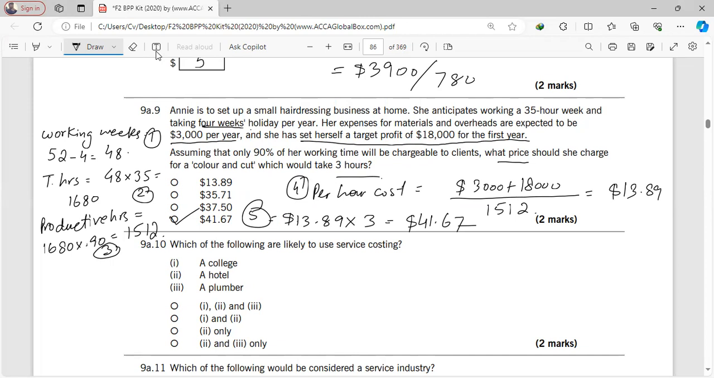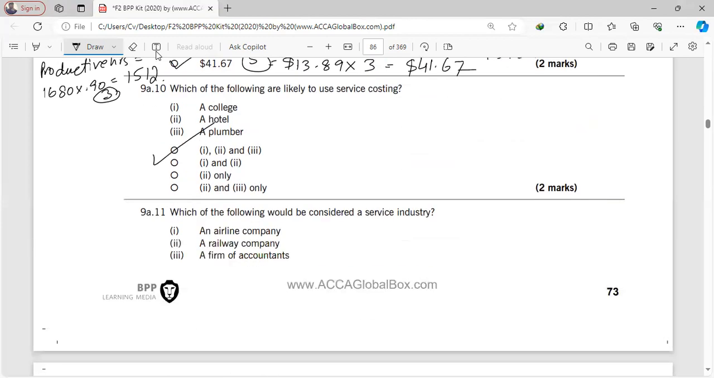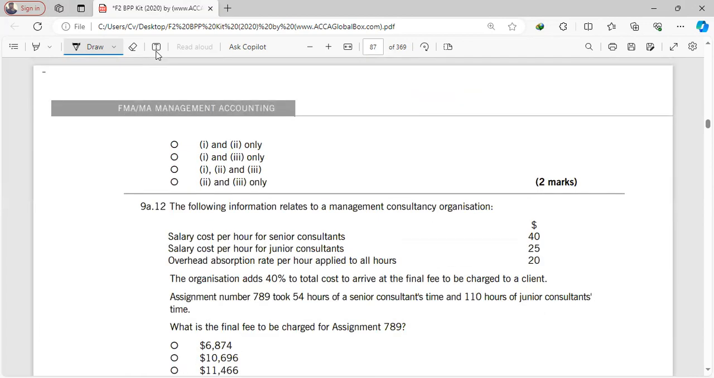Okay. Next one is: which of the following are likely to use service costing? A college, a hotel, a plumber. All three are services, so everyone will use service costing. Next one is: which of the following would be considered a service industry? All three, because an airline is a service industry, a railway is a service industry, and a firm of accountants is a service industry. All three.